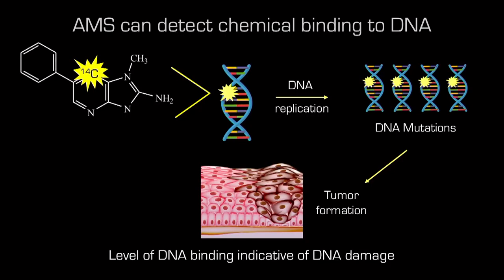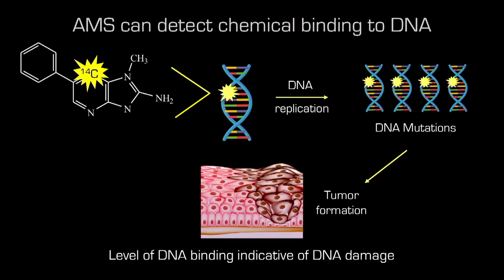As I mentioned, we can look at DNA damage using AMS because DNA, everyone should know, is in all of our cells, and it's the building blocks of life. It's very small and it's hard to detect as well. So we can use AMS to detect how chemicals actually interact with DNA. The way we do this, again, is we synthesize the chemical of interest that we want to look at. We put a carbon-14 atom on it, and then we expose it to cells or humans or whatever, and then it goes in and binds DNA.